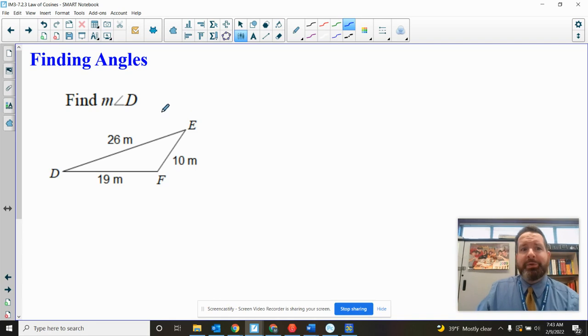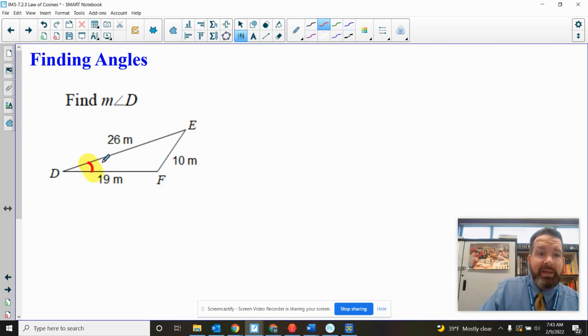You got to know which angle you're finding, because in terms of our law of cosines equation, the angle you're finding is going to be big C, regardless of what letter it has. So in our case here, we're looking for angle D. Let's get you on a pen.